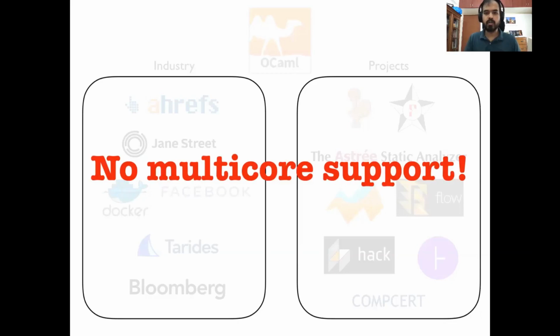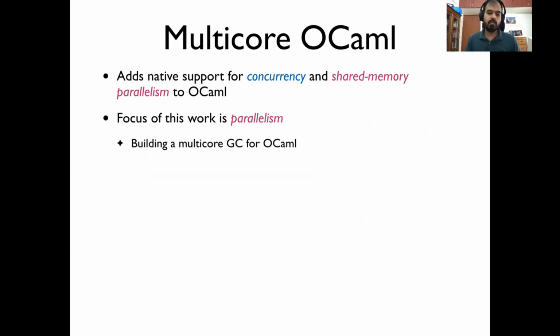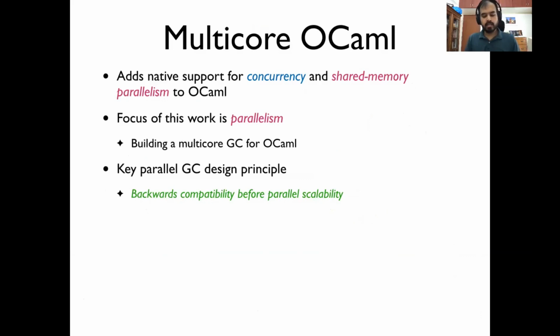To that end, multicore OCaml is an ongoing project which aims to add native support for concurrency and parallelism in OCaml. Concurrency in multicore OCaml is added with the help of effect handlers, but the focus of this particular talk is going to be on parallelism. In particular, we are going to look at the details of a multicore capable garbage collector that we have implemented for OCaml. The design space for multicore garbage collectors is quite wide. And what makes our work unique is that our design is guided by backwards compatibility concerns before parallel scalability.